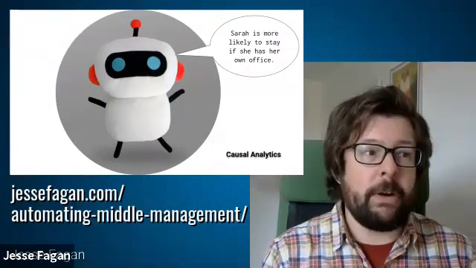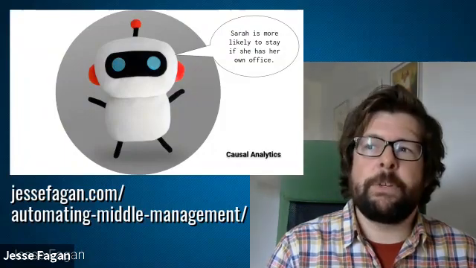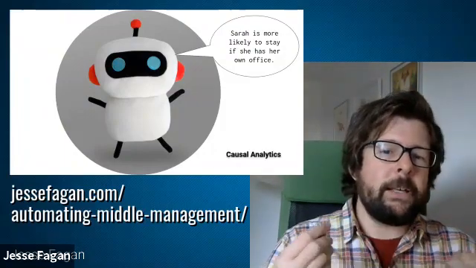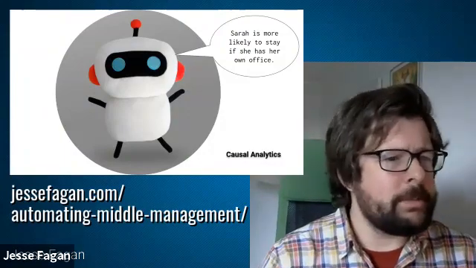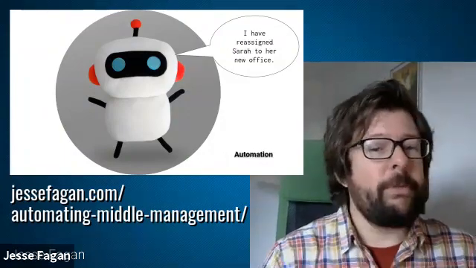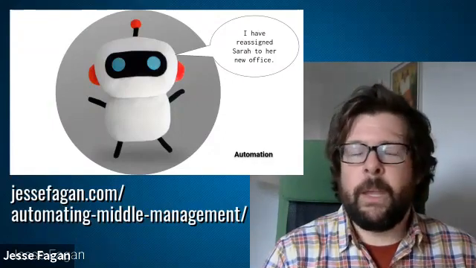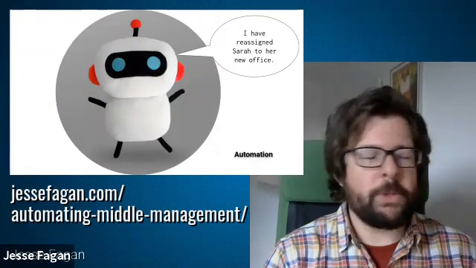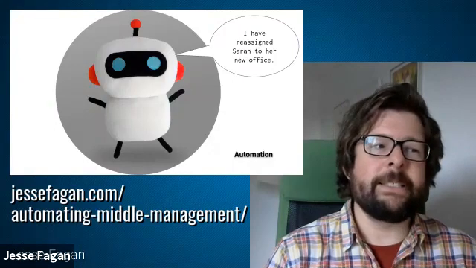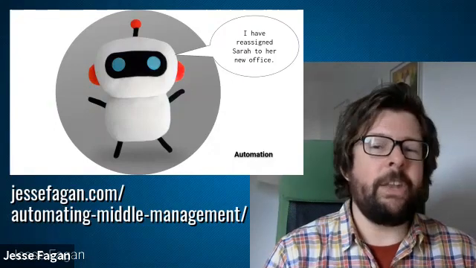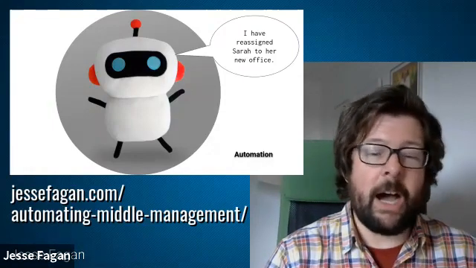And this one says Sarah is more likely to stay if she has her own office. So we've determined if you know the causes of something, then you'll know what levers to pull in order to have the outcome you want. Then we move up to our friend automation. You don't get reported to. You don't get told what is better or what's worse. The system instead has said, I have reassigned Sarah to her new office. It knows that that's what it's going to take to keep her around, and it has just done it automatically.